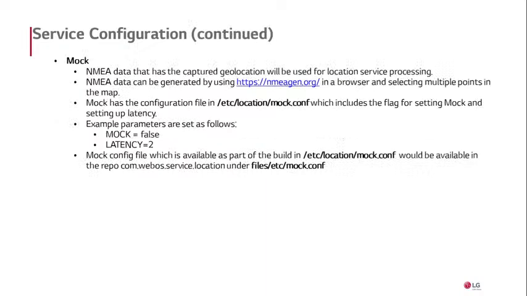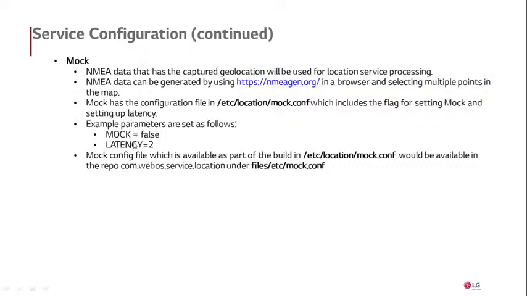Now mock, as we know, is fake data which we are collecting through a website. In this case we are using NMEA data, so we are generating the NMEA file. Once the NMEA data has been captured, the location will be used for location service processing. NMEA data can be generated by using this site in a browser and selecting multiple points on the map. Mock has the configuration file in the same folder, so /etc/location/mock.conf, which includes the flag for setting the mock and setting up the latency.